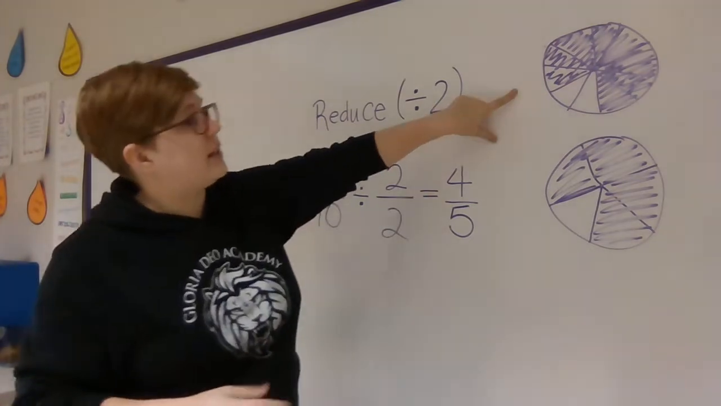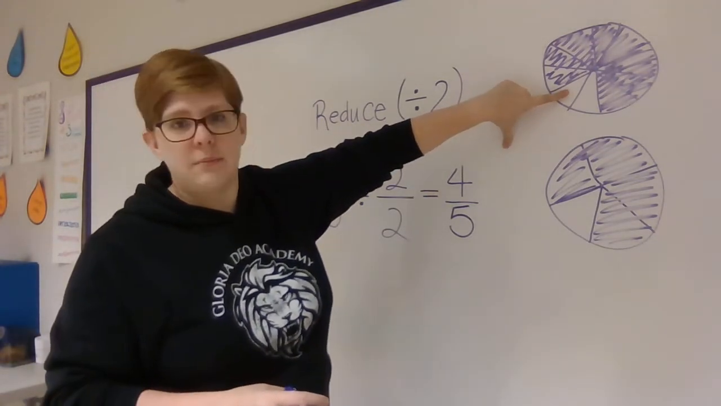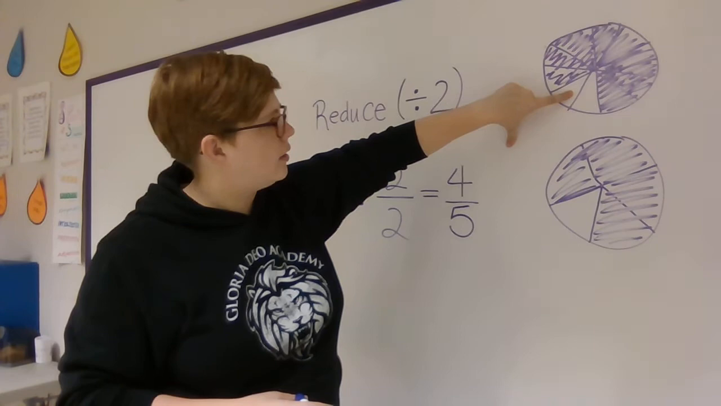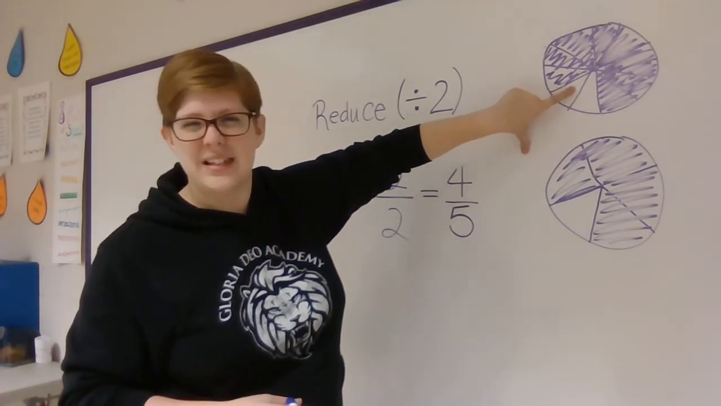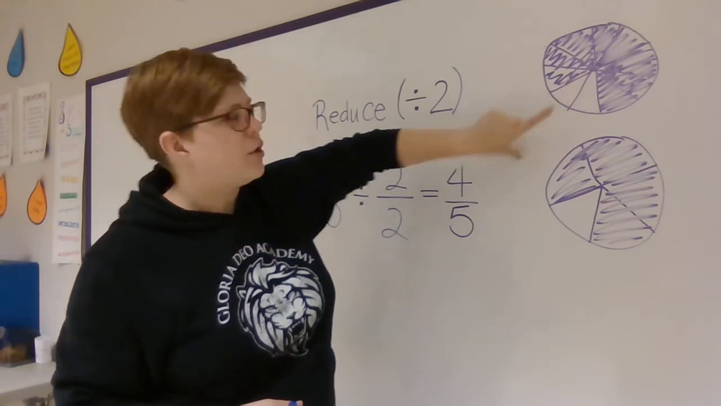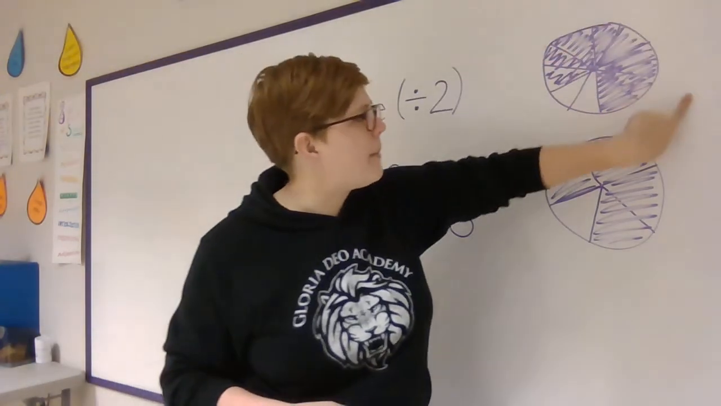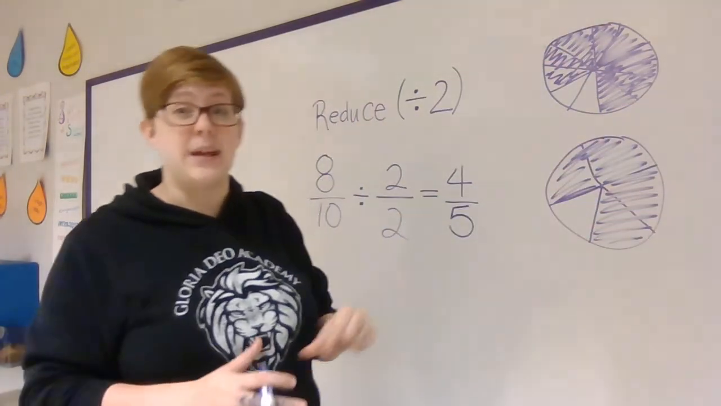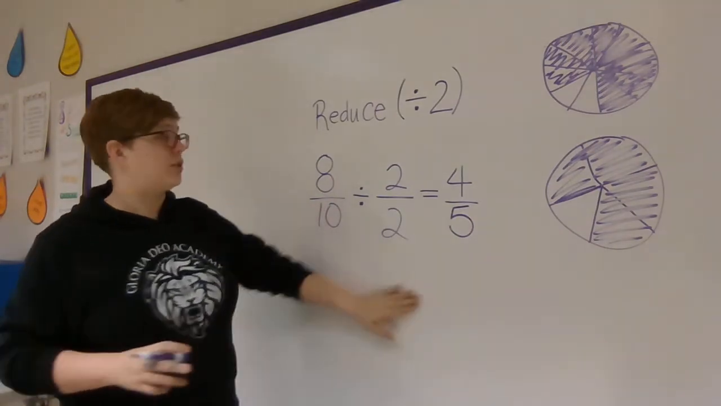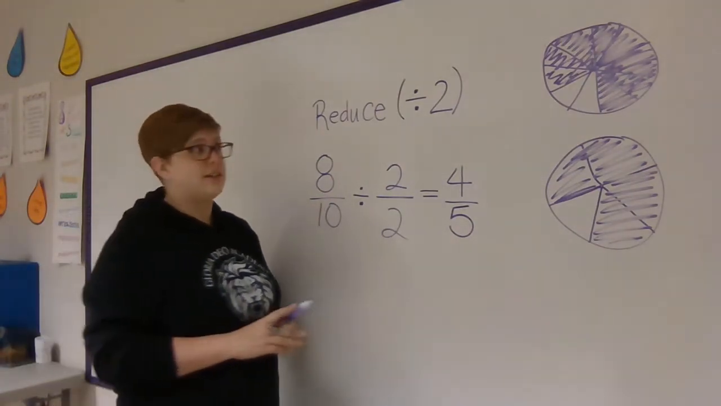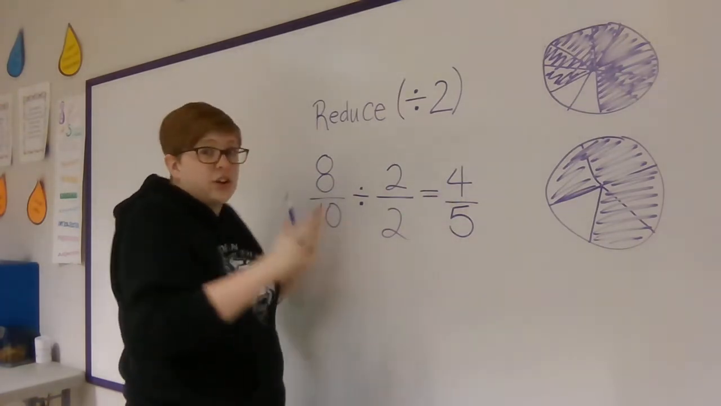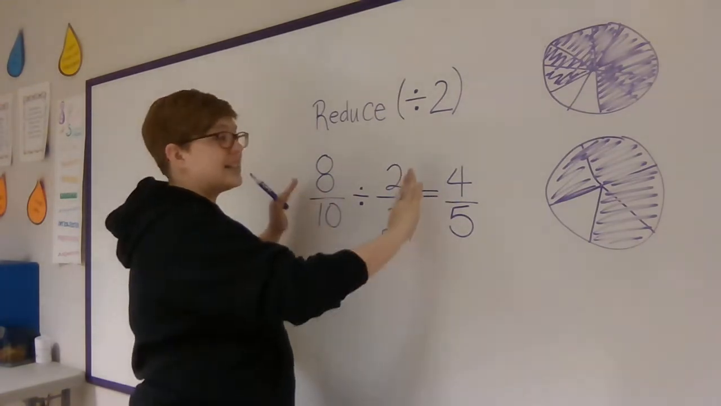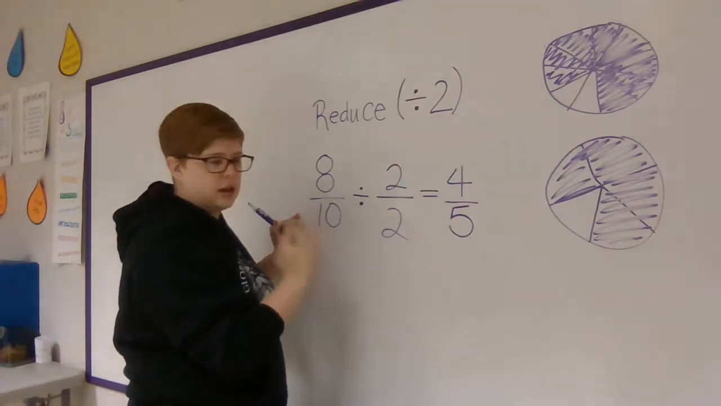So see, these little tiny pieces were small. And this is only one piece that's left, but it's the same size as my two pieces over here. So I still ate the same amount, but I ate fewer pieces. So that's what it means to reduce a fraction. Still the same amount. 8/10 and 4/5 are different numbers, but they are the same amount.